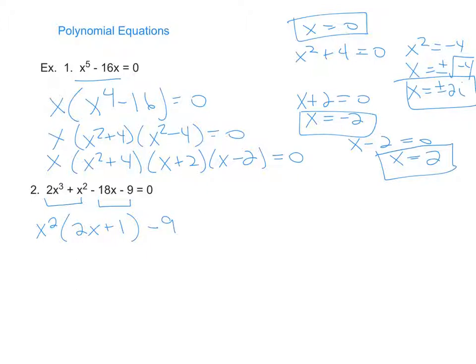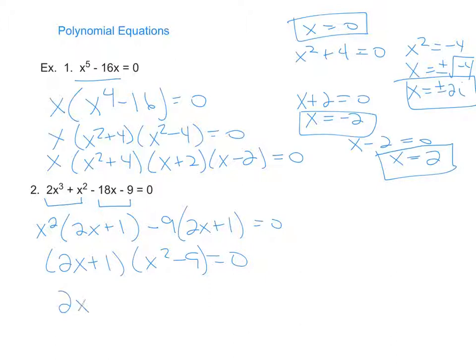Remember the negative, because of the fact that I have a minus here. And I get 2x plus 1, which is what I was hoping I would get. So I have 2x plus 1, x squared minus 9 equals 0. Now, the x squared minus 9 can be factored further, but I'm going to leave it like this because the last example I factored it further.